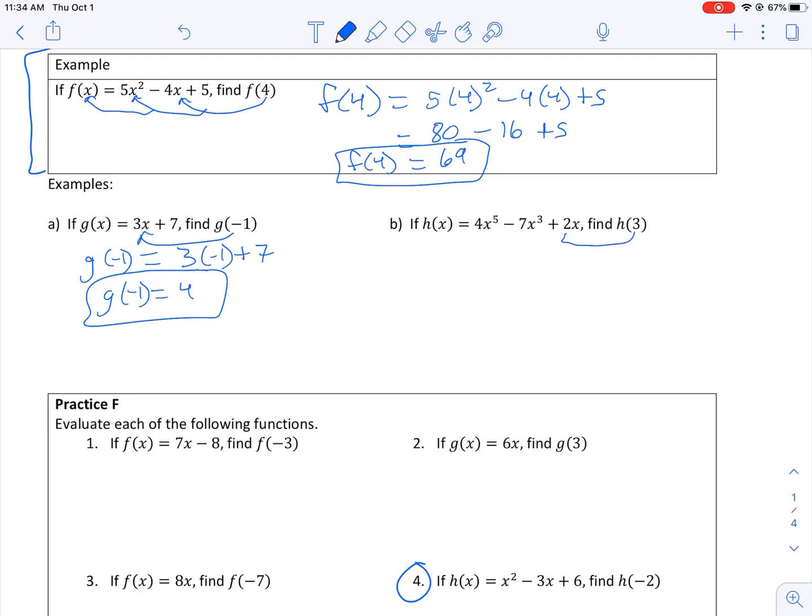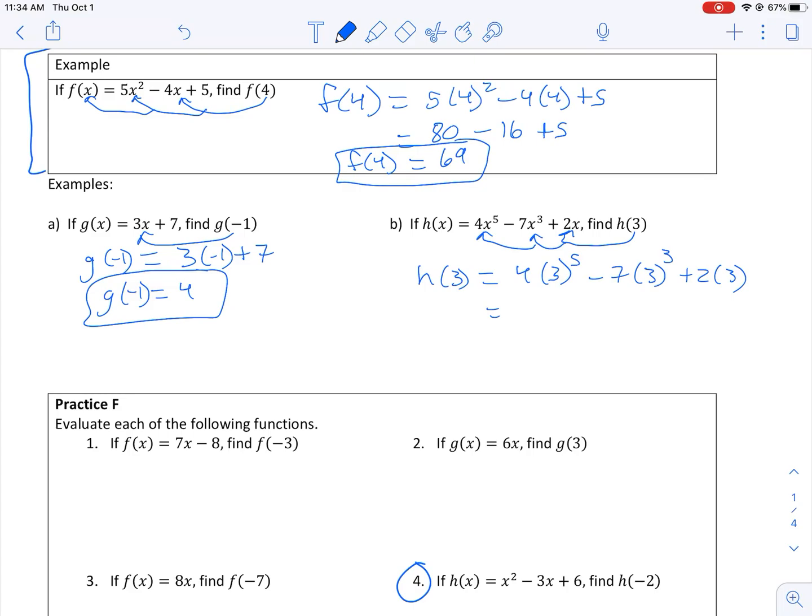If you want h of 3, this one's got 3 different x locations to plug it in. H of 3 gives you 4 times 3 to the 5th power minus 7 times 3 to the 3rd plus 2 times 3. And you can put that whole right side there in your calculator and push enter, and it'll give you a number. Which actually I'm going to do too, because trying to type that out on my computer would be unfun. But you can do that, it's totally fine.